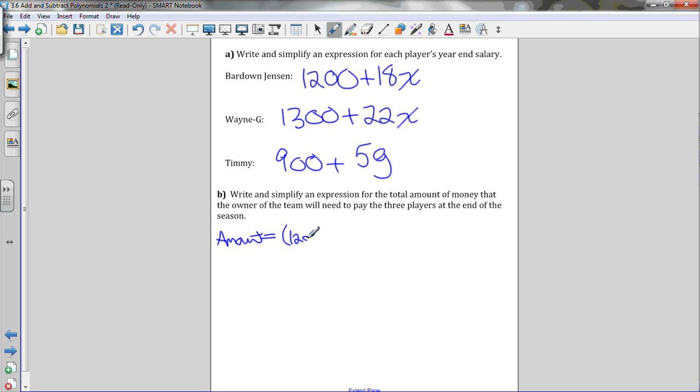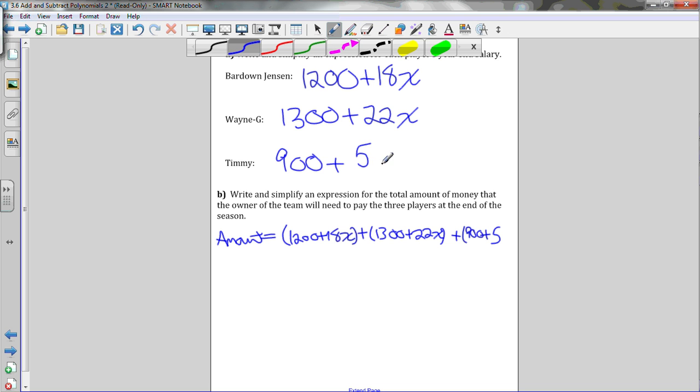So 1,200 plus 18x plus 1,300 plus 22x plus 900 plus 5, I wrote G that time. I was probably thinking goals. So we're using X for the amount of money for each goal that they score. So 900 plus 5x.